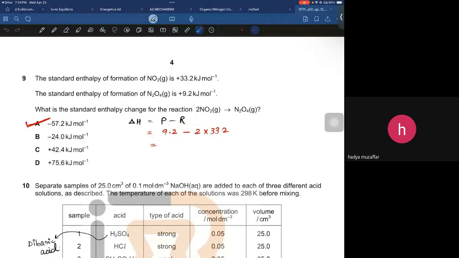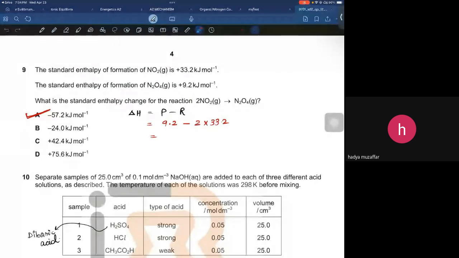Okay. So the formula is product minus reactant. And if you remember, if the examiner is asking related to combustion, the formula would be the reverse of this. That would be reactant minus product. And if he is asking the bond energy, again the formula would be reactant minus product, the opposite of this. This formula is only used when you are going to find out the formation question. So that's why it's product minus reactant.